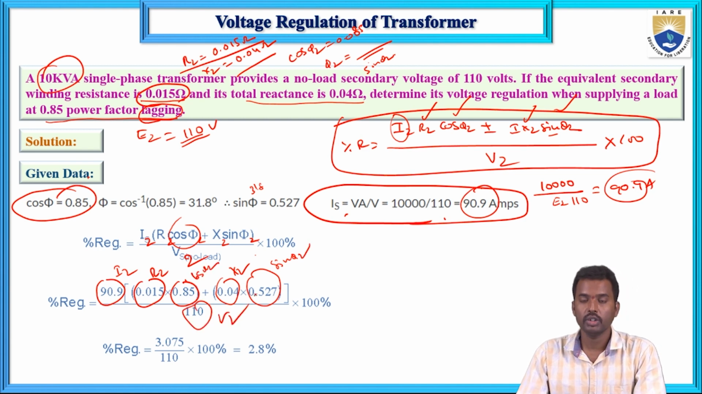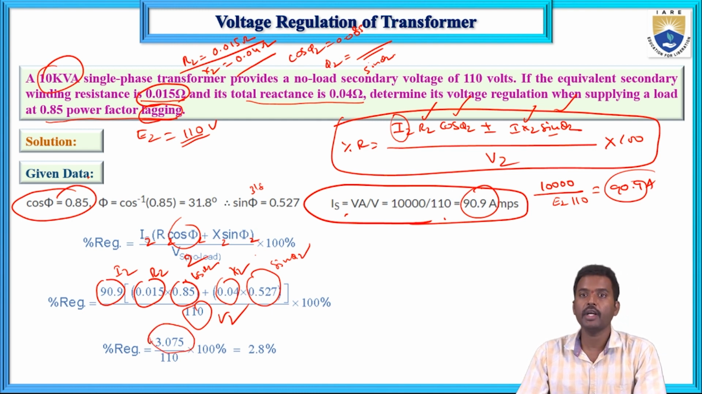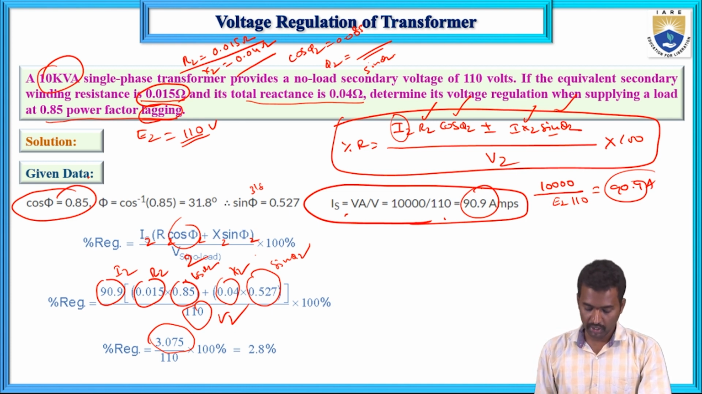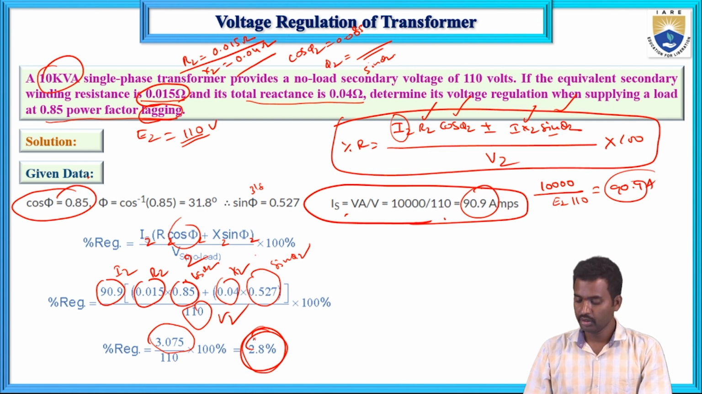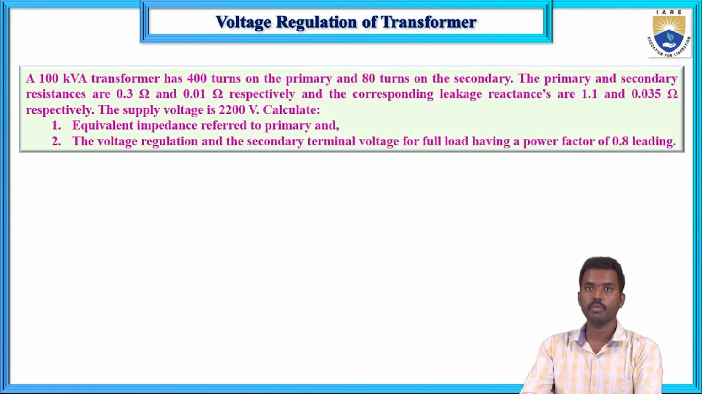So now simplify this one. The numerator value is 3.075 and the denominator is 110. So 3.075 into 100 divided by 110 equals 2.8. This is the percentage voltage regulation of this transformer from no load voltage 110 volts, that is 2.8 percent. And next, the last problem, this is most important.